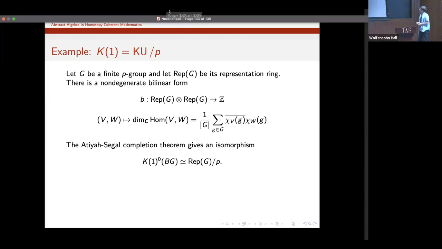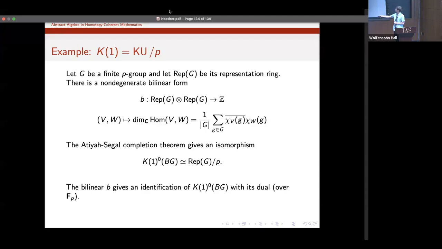Something that I mentioned earlier when the group was Z mod p is actually true more generally for any p-group: if you take the mod p K theory of BG, when G is a finite p-group, you just get the representation ring of G reduced modulo p. And this bilinear form, if you reduce it mod p, is giving you an identification of the K1 cohomology of BG with its dual. That identification is the same as the one that comes out of this theorem of Hopkins and Sadovsky. So in the case n equals one, the phenomenon that you're seeing is related to the fact that you have this Hom pairing on representation rings.